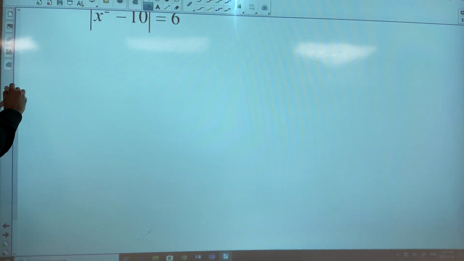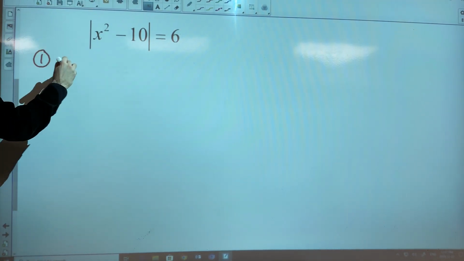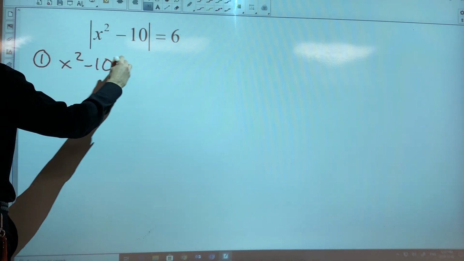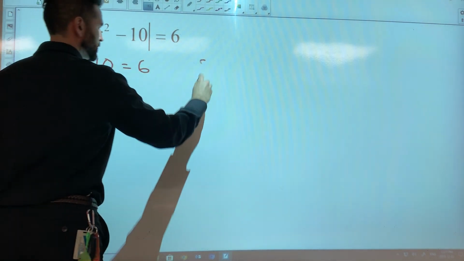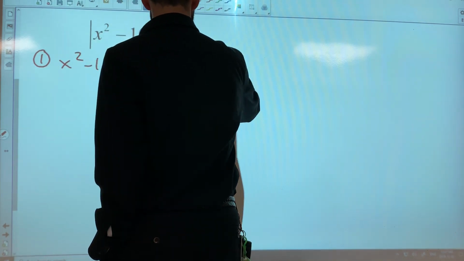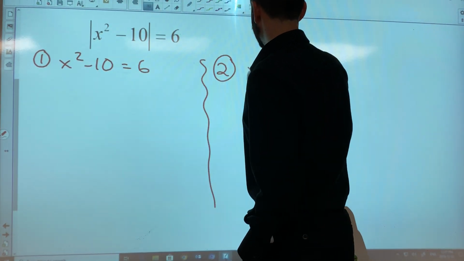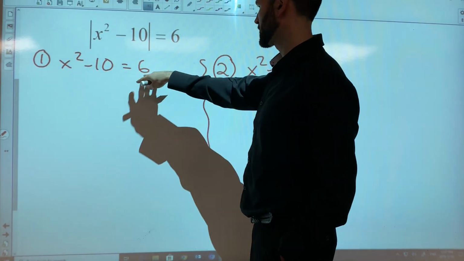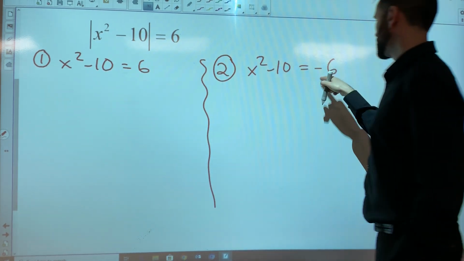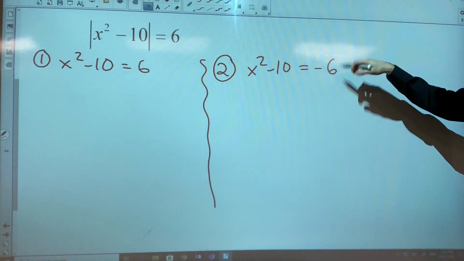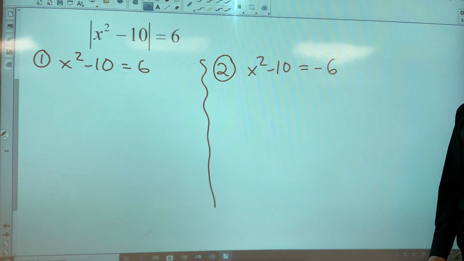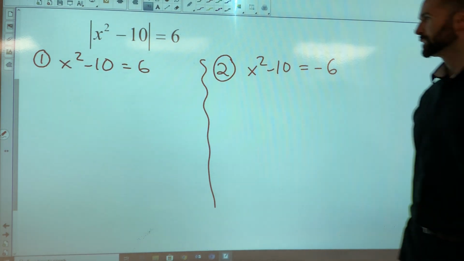Alright. So the positive version is just going to be x squared minus 10 equals positive 6. And then for the negative version, this is the side I'm picking. So that side's positive here. Now it's negative. Notice how I didn't need brackets because it's just a monomial, yeah? All right, let's get cracking.